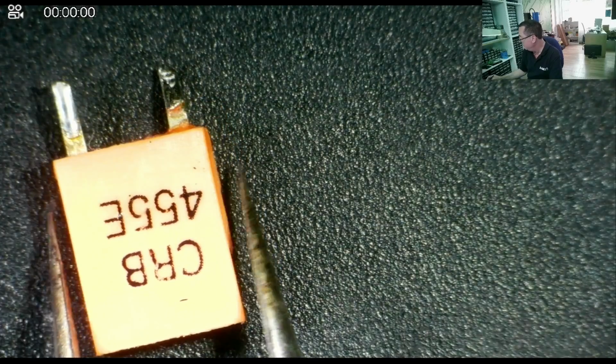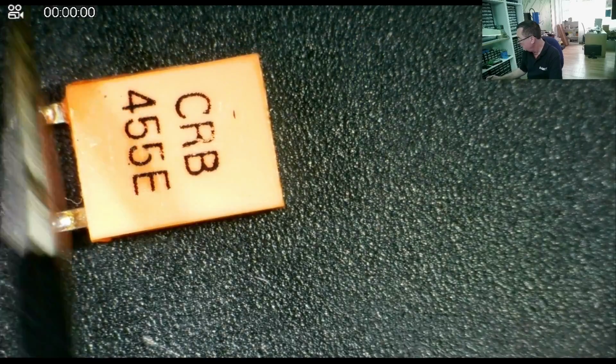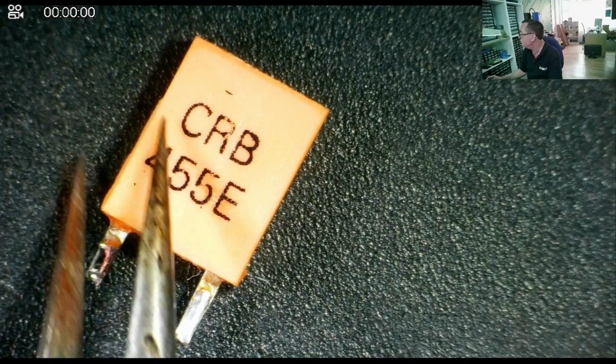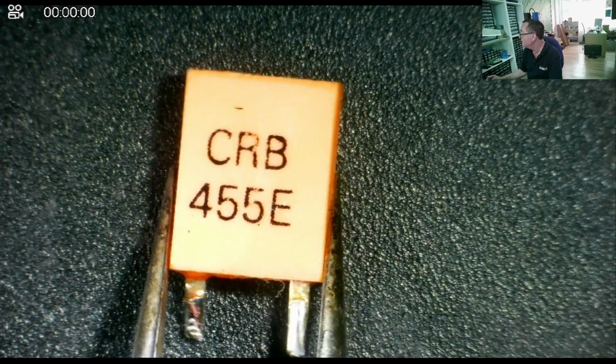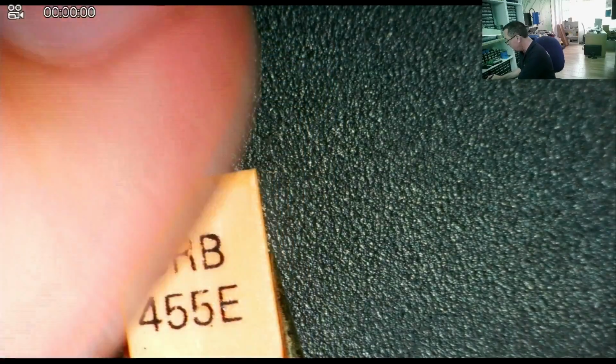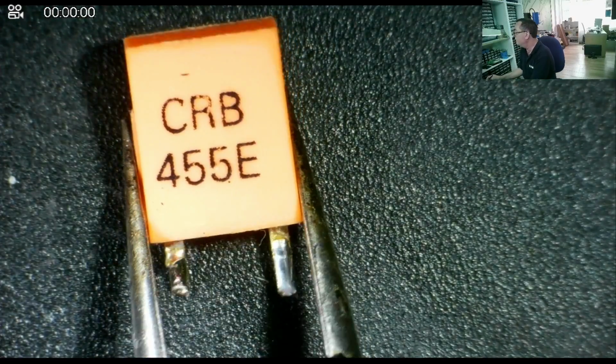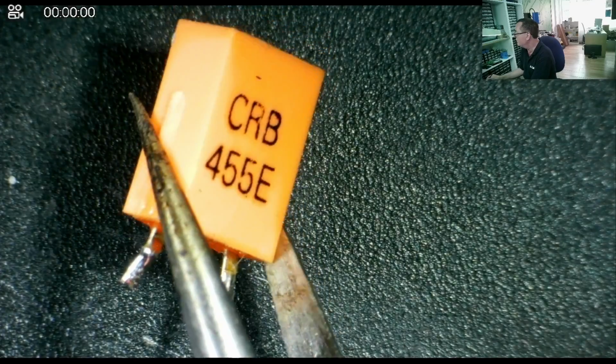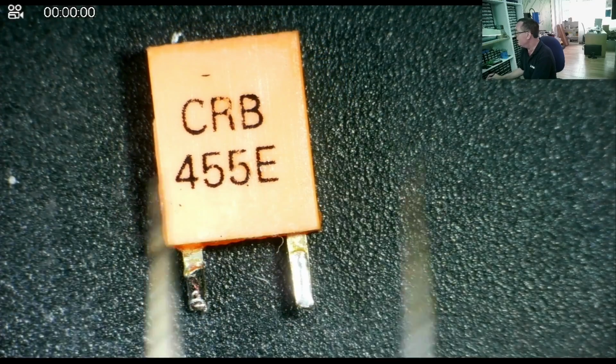And lastly, we have this thing. So this one, I don't actually know what it is. It kind of looks like a capacitor, but maybe it won't be a capacitor. If you're faced with something like this, I suggest you measure it with a capacitance meter and see what it actually is.